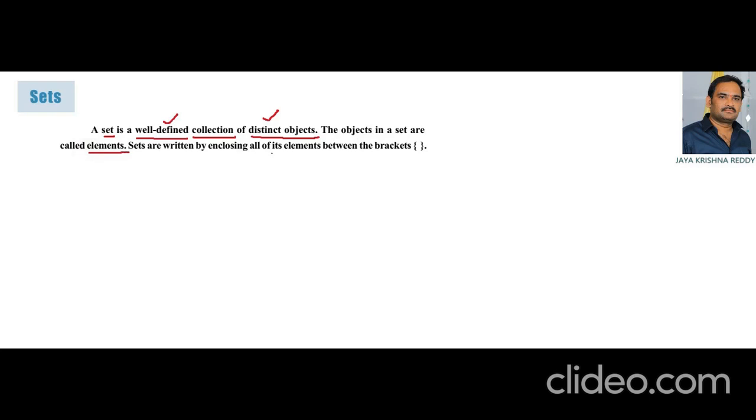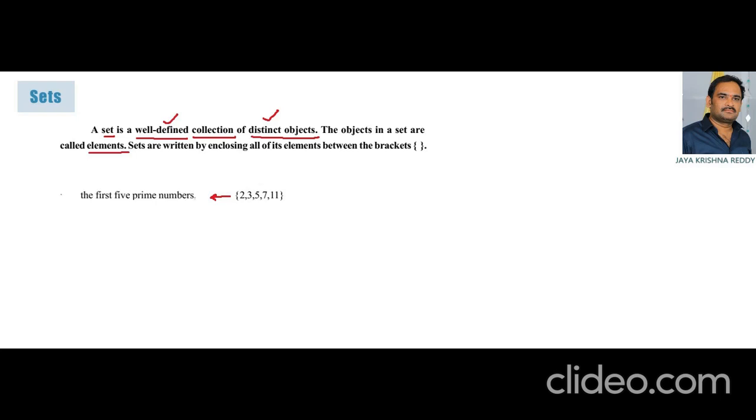Sets are written by enclosing all of their elements between braces. For example, here the collection of elements is 2, 3, 5, 7, 11, and the elements are distinct, meaning they are unique. They appear only one time in the set, they are separated by commas, and they are written in braces. So here, what is the common property of this collection? What is the common rule or property by separating these numbers as a collection?